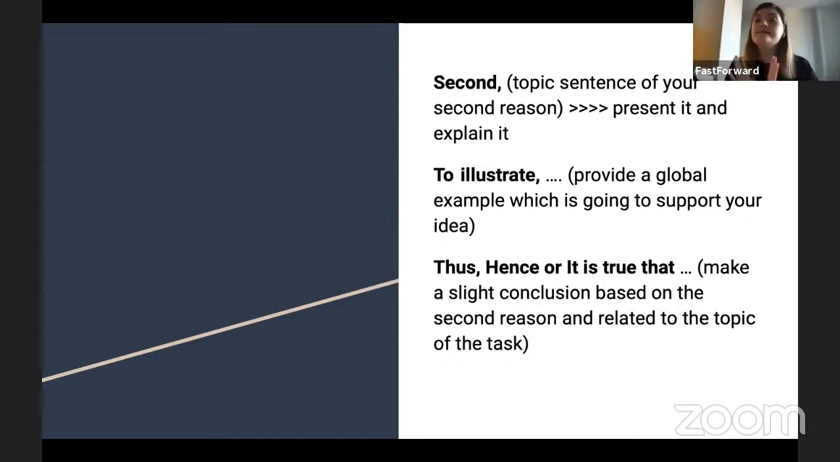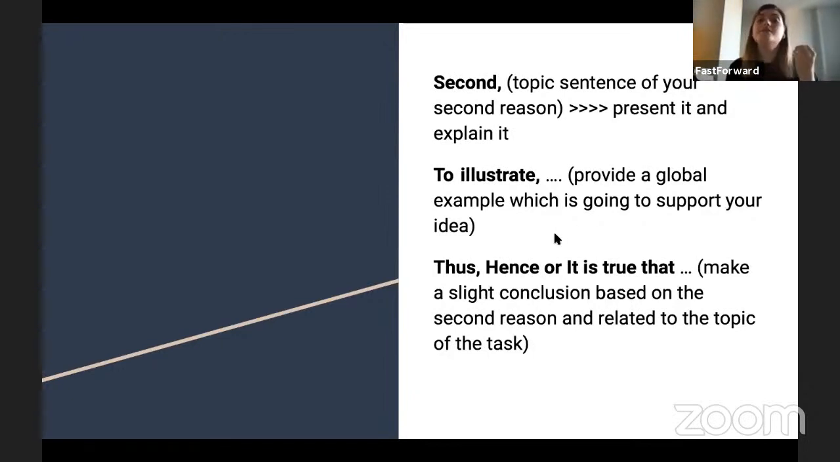And again, your final sentence should be some sort of a slight conclusion, all right? This is very important because you need to show that you are logical, okay? And for logic and coherence, you're going to get extra points, right, for your good score.